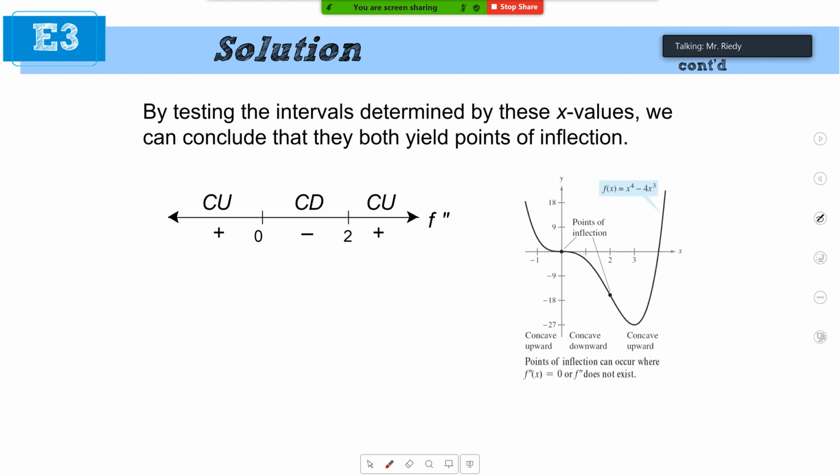Oh, and there's a picture of it in case you wanted to know what that looked like. And you see that sometimes the points of inflection are just kind of floating there doing nothing. They're a little hard to find from a graph, but the calculus will show us where those will occur.